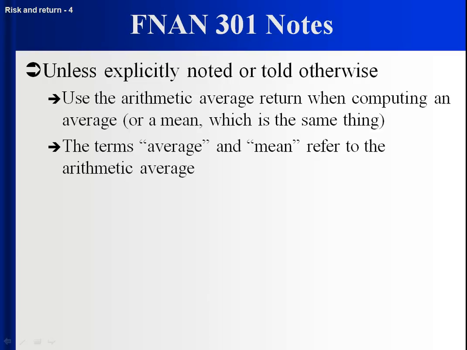When we talk about an average or a mean, that refers to the arithmetic average. So even if the word arithmetic is left off, if there's no information to tell you it's a different type of mean, assume it's the arithmetic average. It's the average from adding up all the observations and dividing by the number of observations that are there.